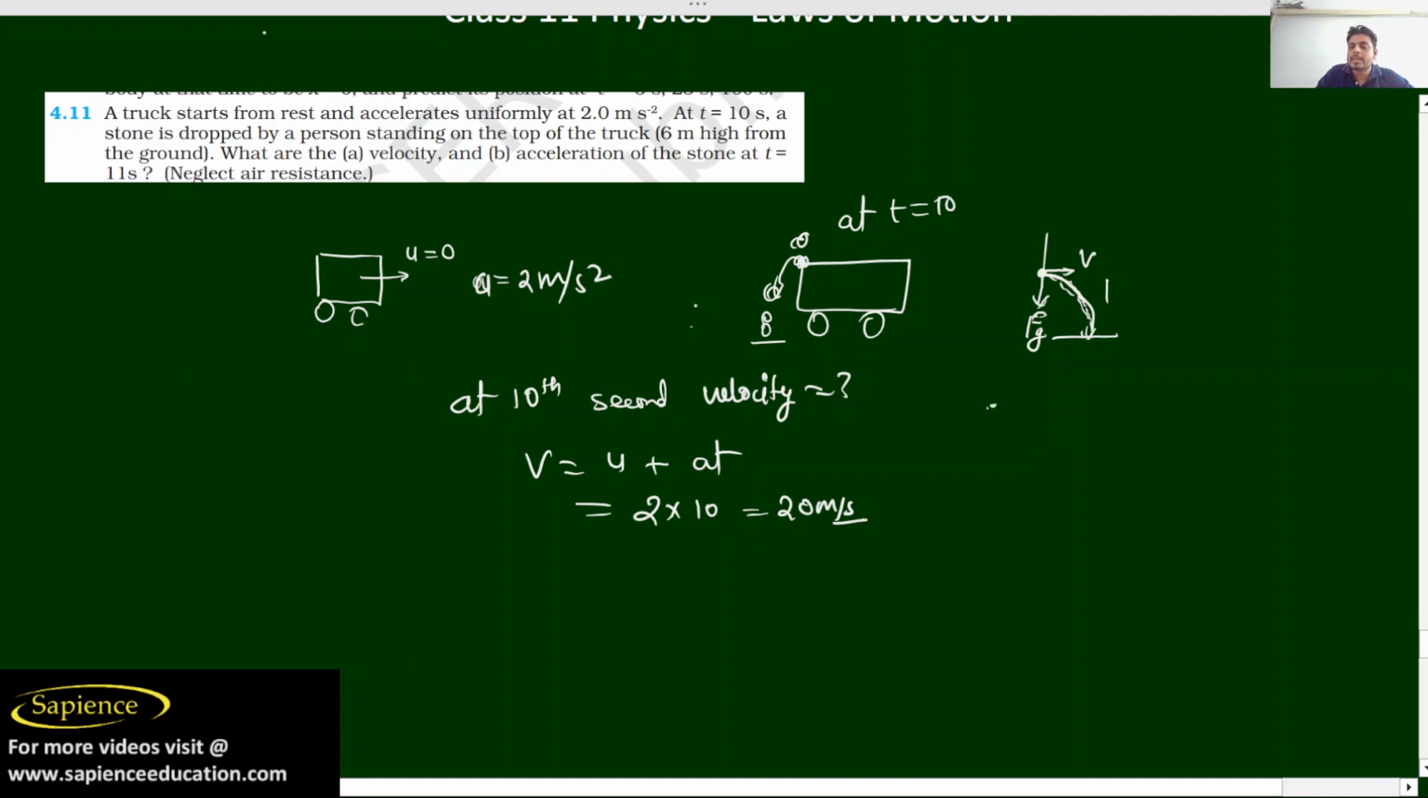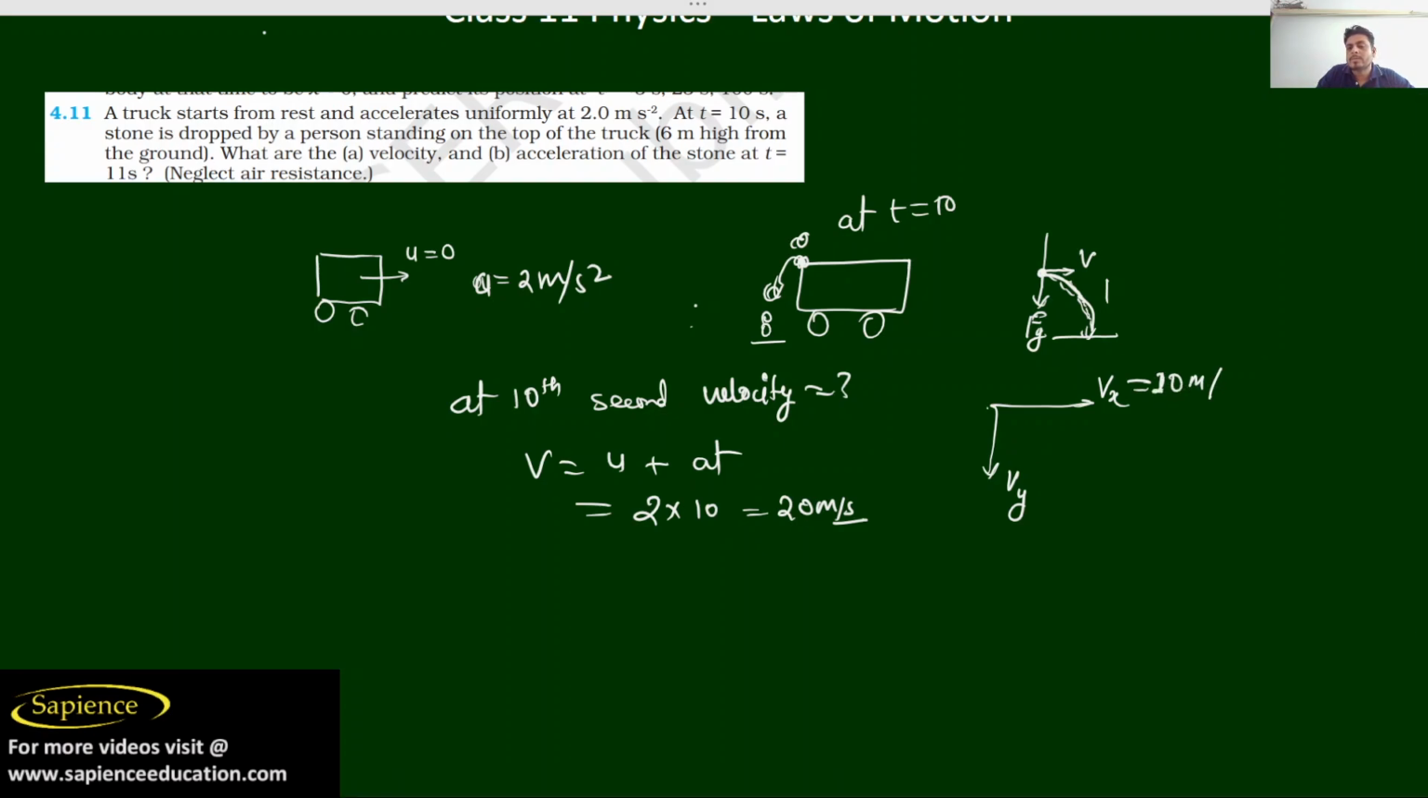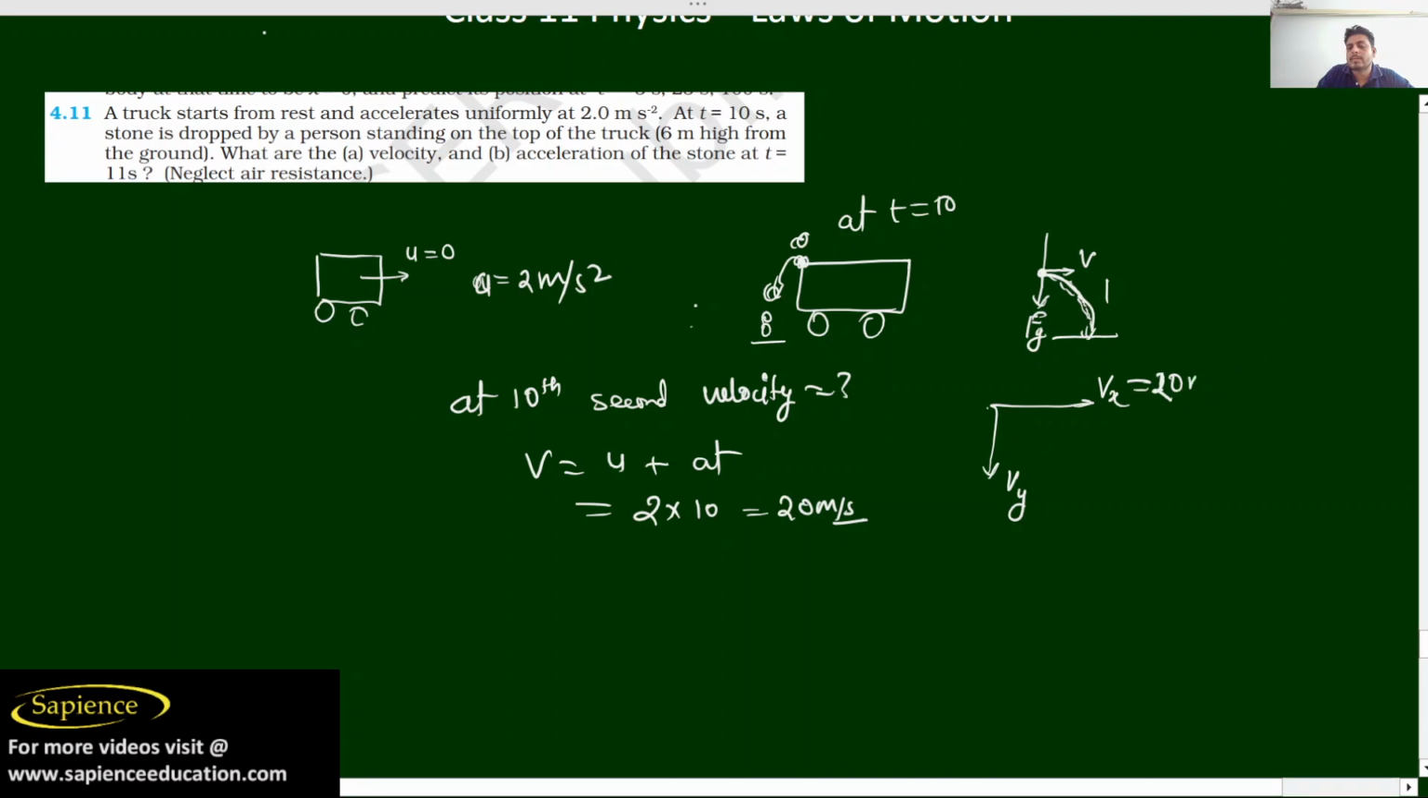So at 11 seconds, what will be the velocity? At 11 seconds there are two types of velocity, right? There will be a horizontal velocity, that is velocity in the x direction, and a vertical velocity, that is velocity in the y direction. As the stone is dropped, no force is acting in the horizontal direction, so velocity in the x direction will be only 20 meter per second, right? So this will be 20 meter per second.